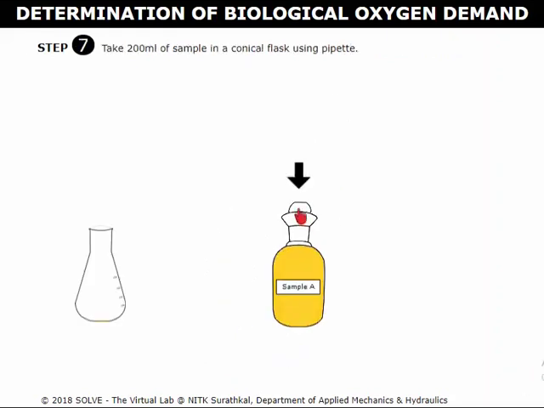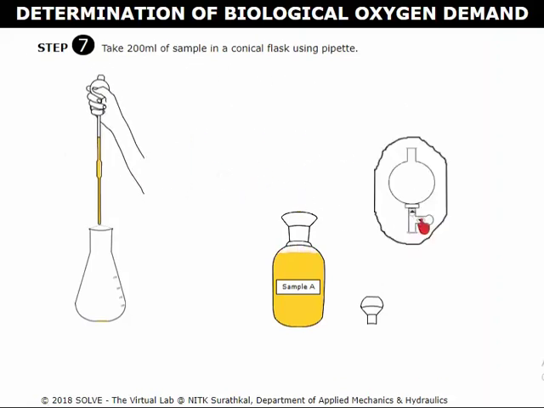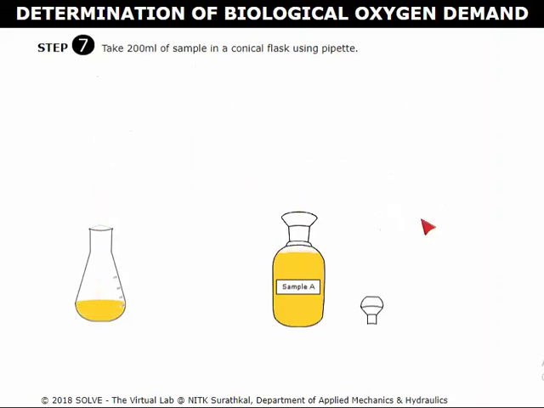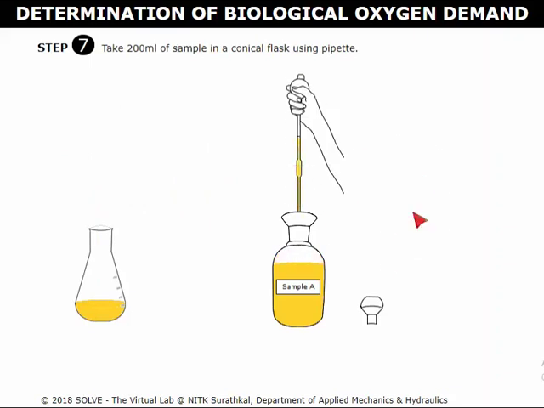Click here to open sample A. Click on the pipette to place it in sample A. Click on the upward pointing arrow to pipette 200 ml of the sample. Click here to release the sample into the conical flask. Similarly, repeat the process until the sample is 200 ml.